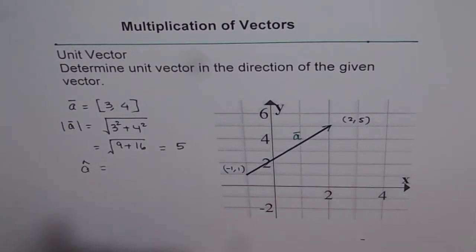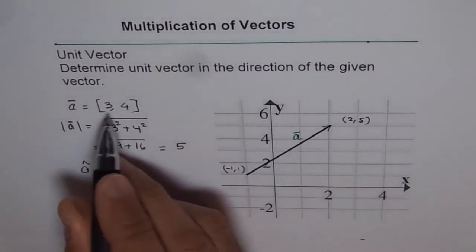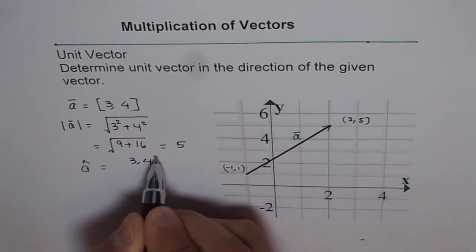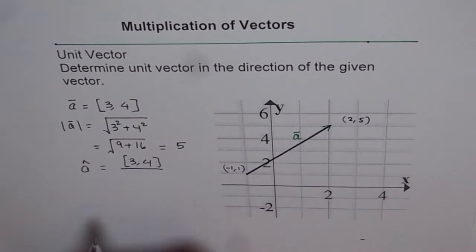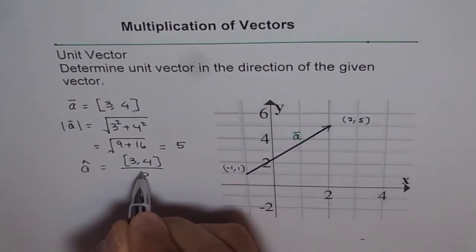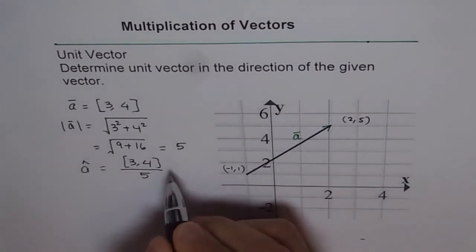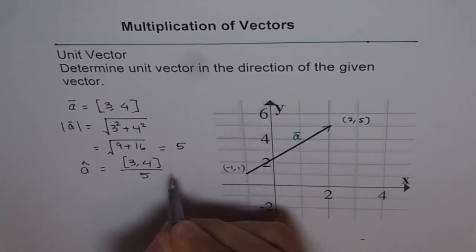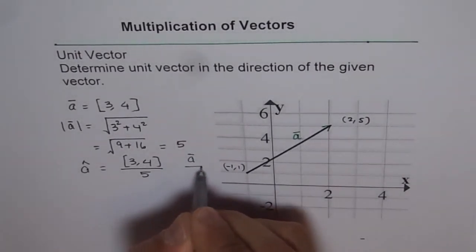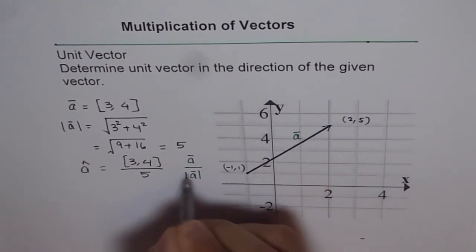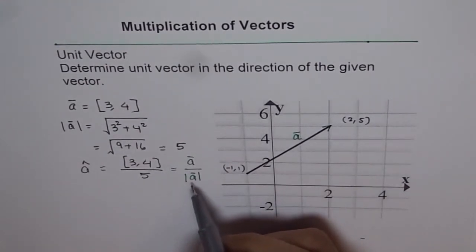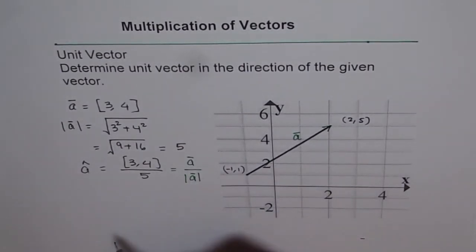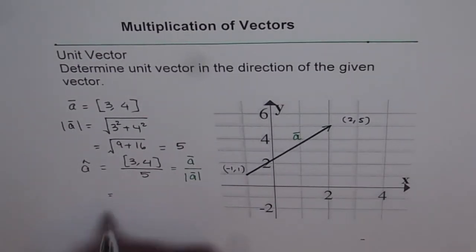So we say this unit vector is equal to the vector itself, which is 3, 4, divided by its magnitude, which is 5. What we have done here is write the unit vector as vector A divided by its magnitude A. Once we divide the vector by its magnitude, the magnitude becomes 1 unit. So we get a unit vector, but the direction remains the same, correct? And therefore, this represents a unit vector.